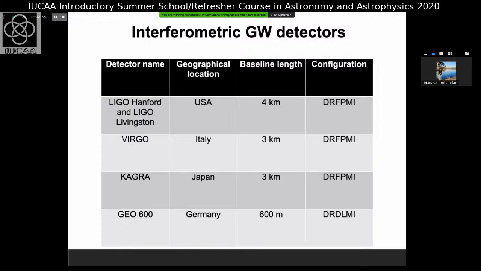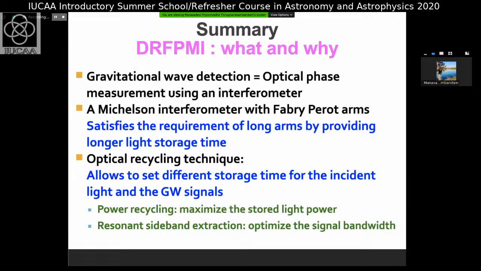And then we have the GEO 600, which is the 600 meter arm length detector in Germany. And this is one of the interferometers that is not being used in the Fabry-Perot Michelson. As you can see, the arm length is only 600 meters. So a dual recycled delay line Michelson is possible to be employed in here. So that is what GEO 600 uses.